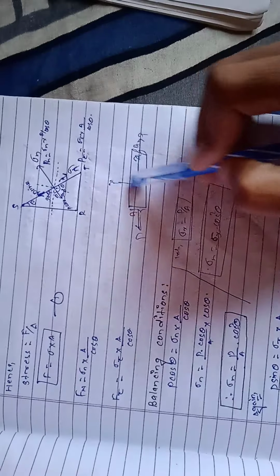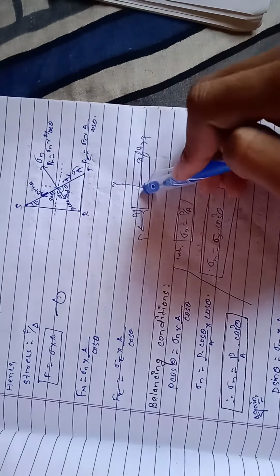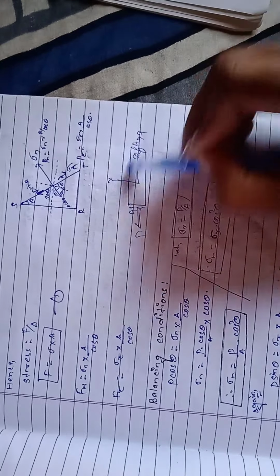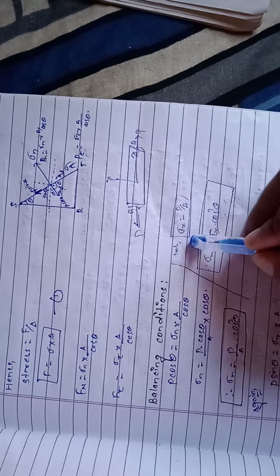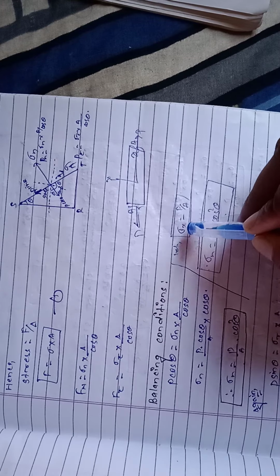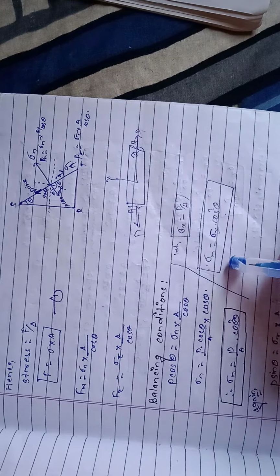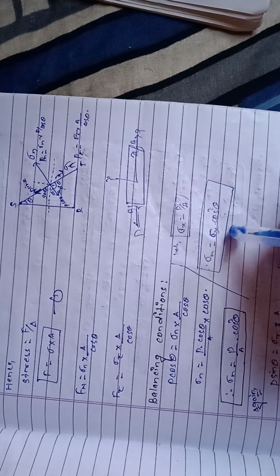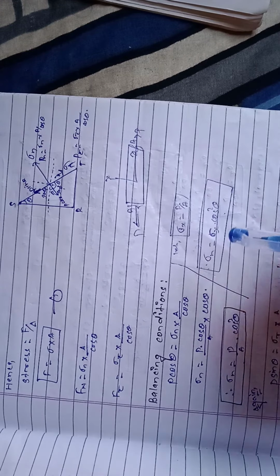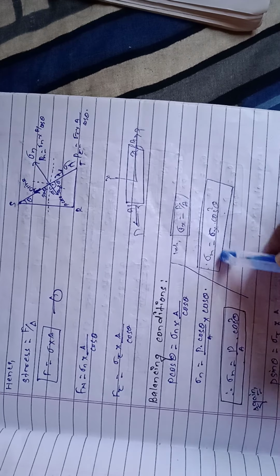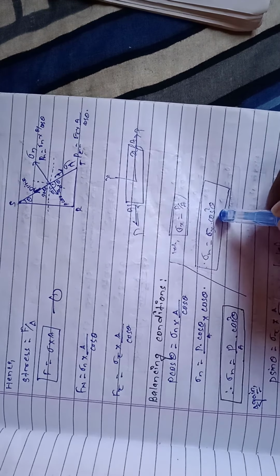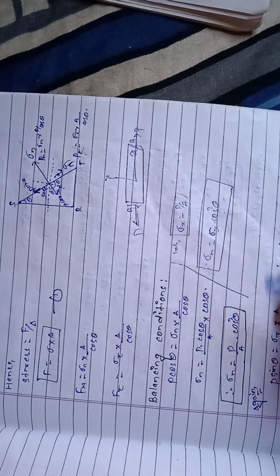But this will be acting in the x direction. This is the x direction and the y direction, and this force is acting along the x direction. So we let sigma x be equal to P by A, and the normal stress is sigma x, because this stress is acting along the x axis. So normal stress is equal to sigma x into cos square theta.